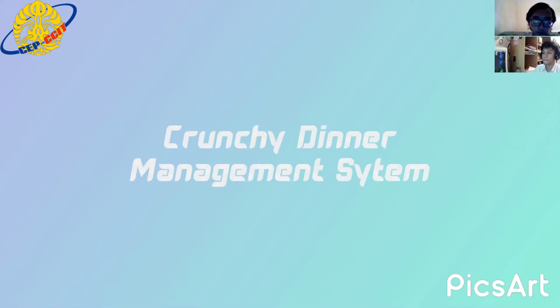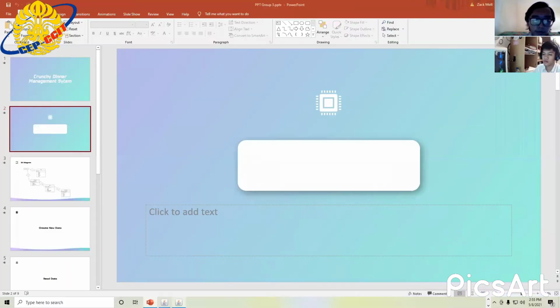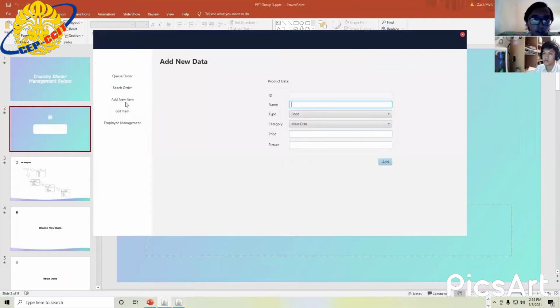Analysis system. In this project, we implement our object-oriented program with a database like MySQL. Here, we create several types of data like queue order, search order, add new item, edit item, and employee management. Now we will demonstrate adding new item data.